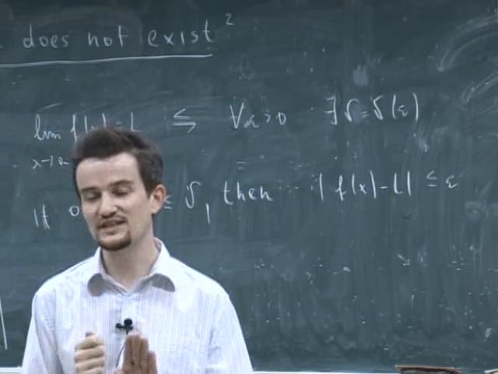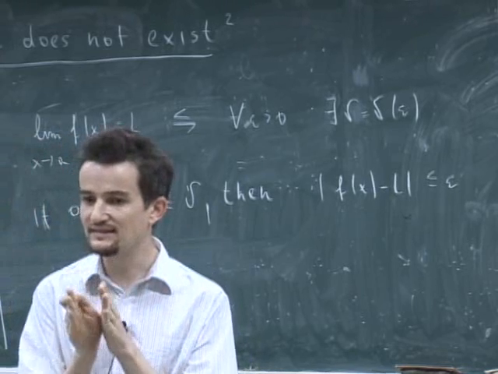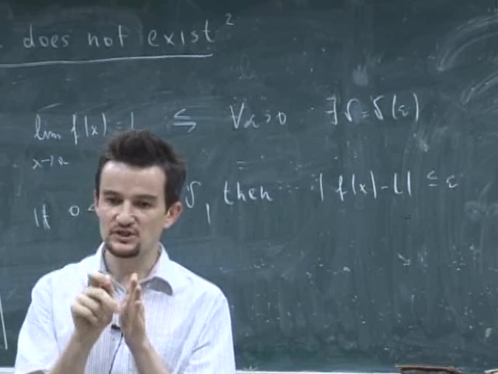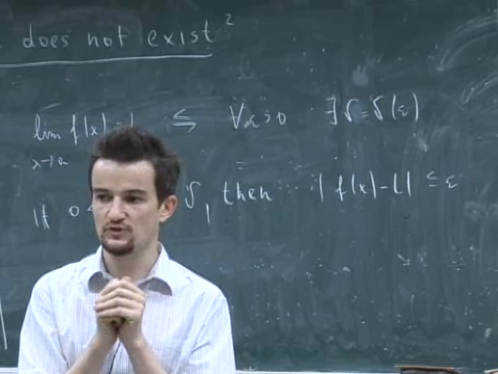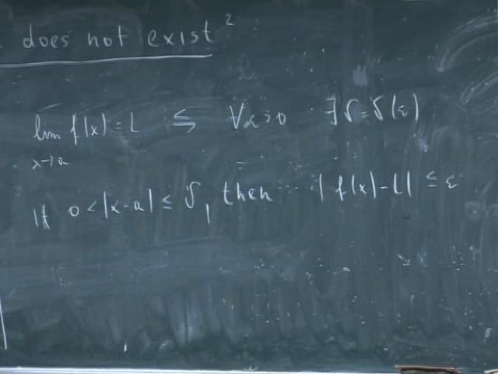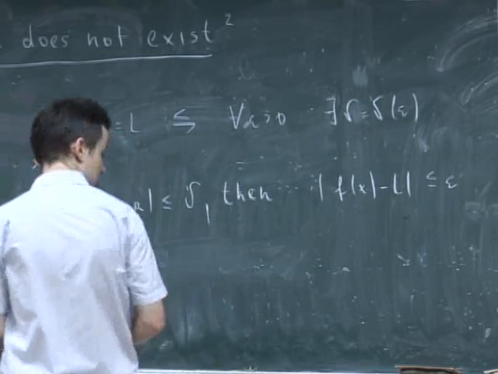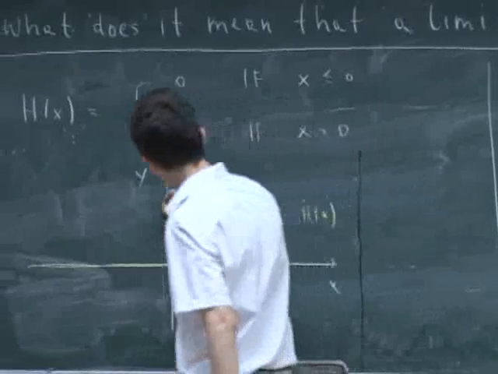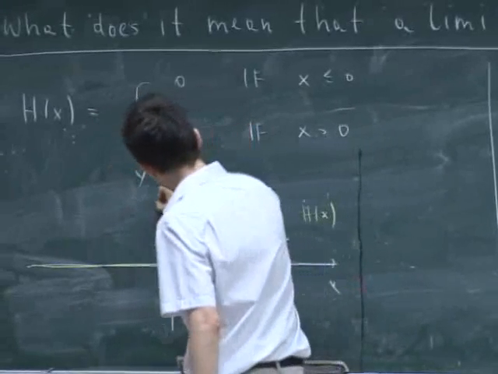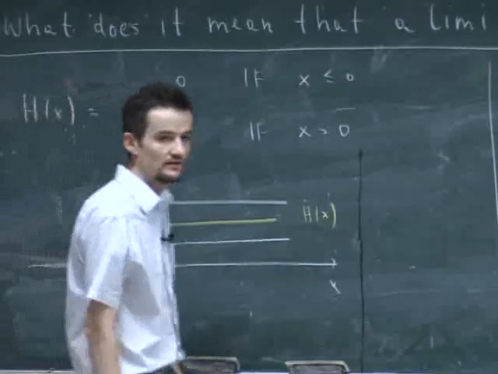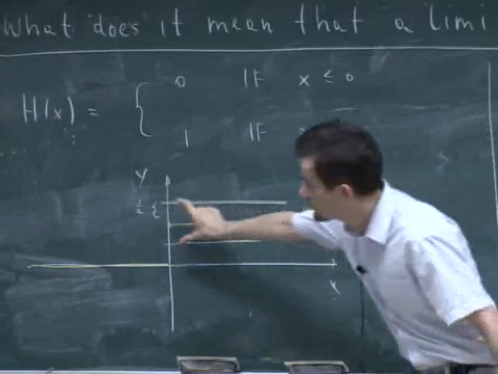What is the epsilon such that no matter how small I make the delta interval, I will always have an x such that the function value is outside the epsilon strip? You see here, if you choose epsilon equal to 1/2, then you have this epsilon strip here.